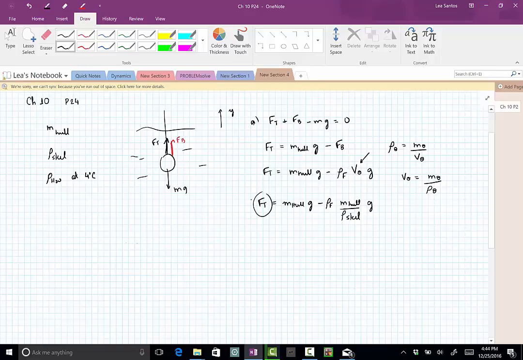Now, for part B. Part B of the problem asks, what is the tension when the hull is completely out of the water? That's much easier. In this case we do not have a buoyant force, so the tension will just be the mass of the hull times g, just the weight of the hull.